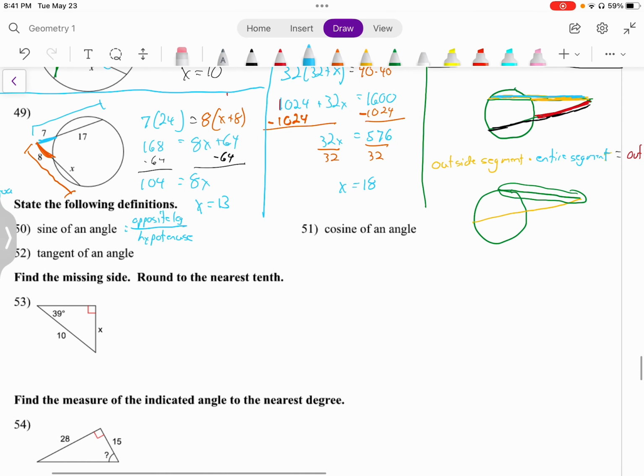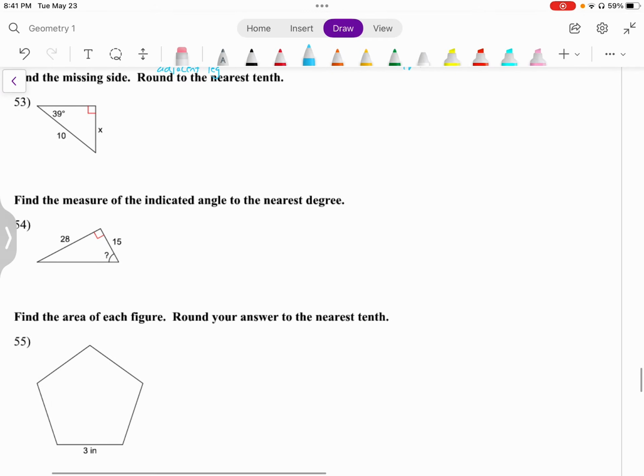Cosine, or CA, I'll just write it down here, is adjacent leg over the hypotenuse. And tangent is opposite leg over adjacent leg. So those are the definitions, and then we can use those to solve triangles.